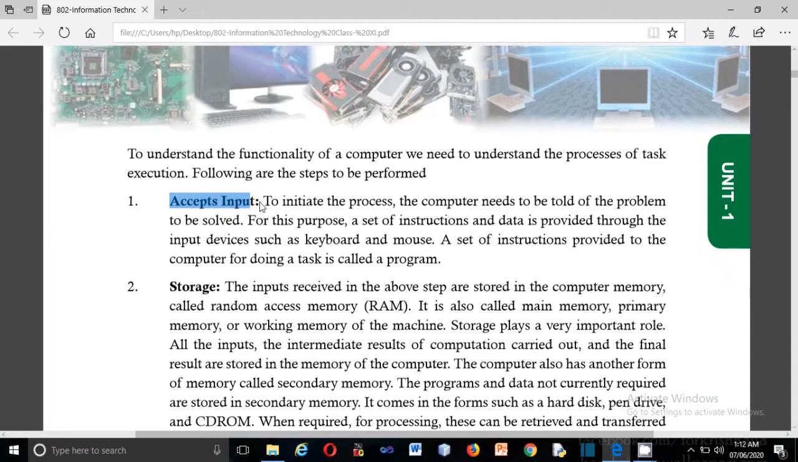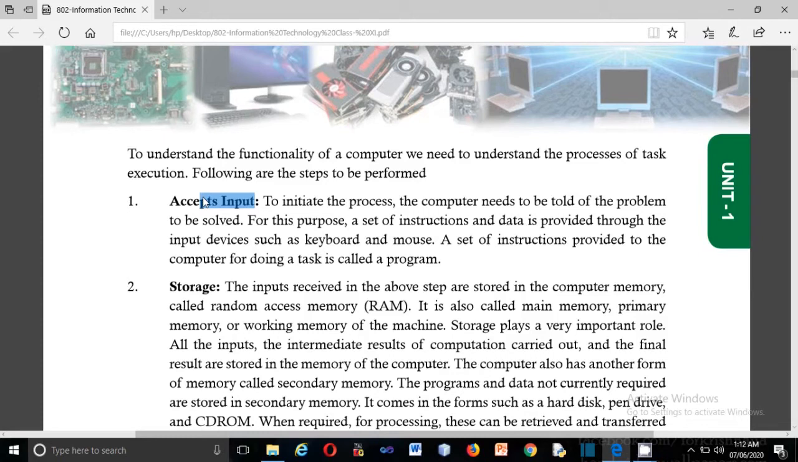The computer accepts the input which we are giving to it. For example, I am giving a task like 2 plus 2. What is 2 plus 2? I'm giving those instructions to the computer, and the computer accepts them from me with the help of the keyboard and the mouse, because mouse and keyboards are the input units. With the help of the mouse and keyboard, I can give instructions to the computer.